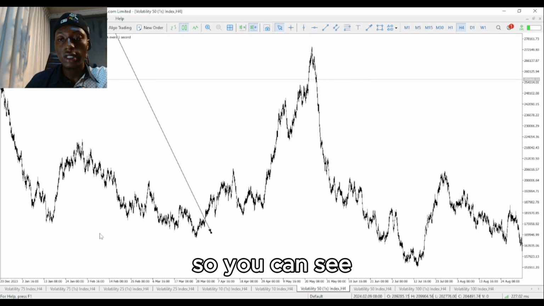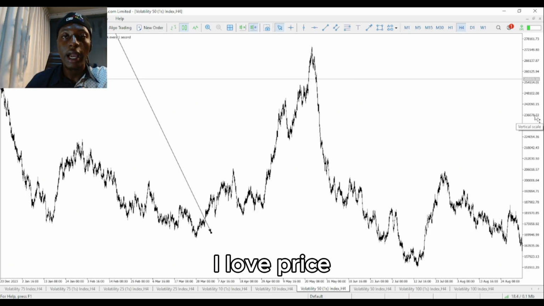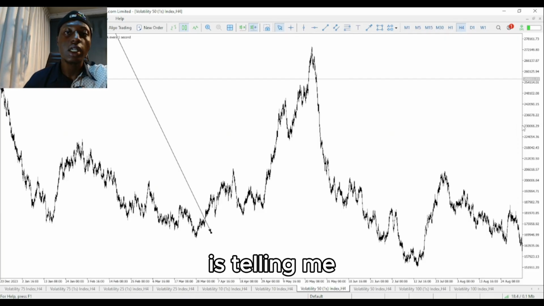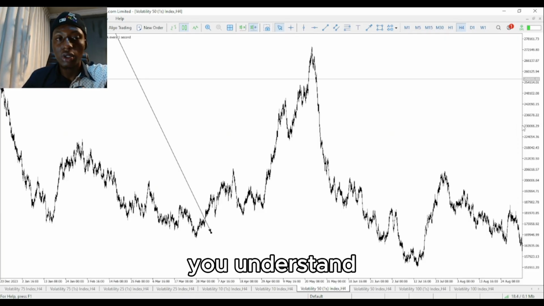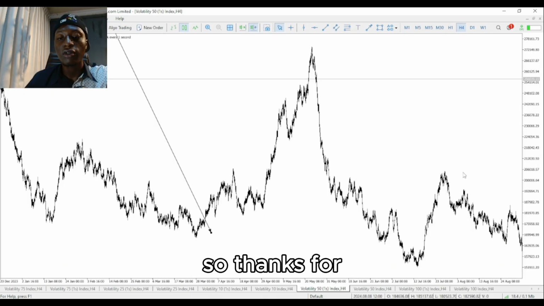So you can see that is how you read price. You use it to read where the market is going. You use it to read the structure. That is simple price action for you. That is why I love price action, because it's just like me seeing what the market is going to do. Like the market is telling me this is what I'm going to do due to the price action. You understand? So thanks for watching.